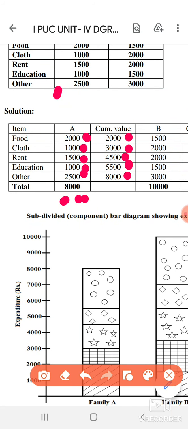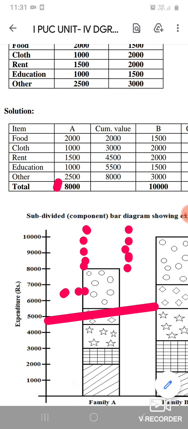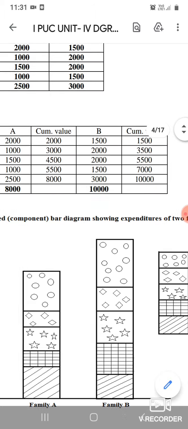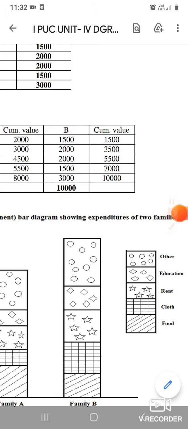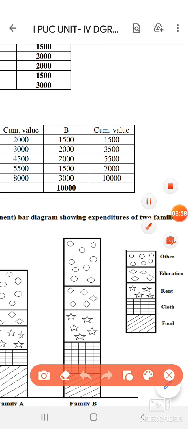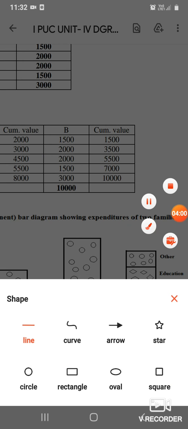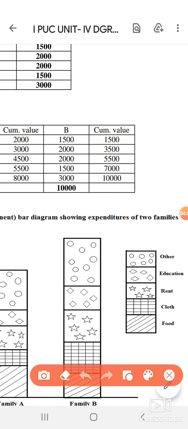Okay. Now go for the second one as usual. Go for the next, for family B. For family B, write down the expenditure, given expenditures 1500, 2000, 2000, 1500 and 3000. Then take the total of expenditure of family B, we will get 10,000. Then find out the cumulative values of these expenditures.